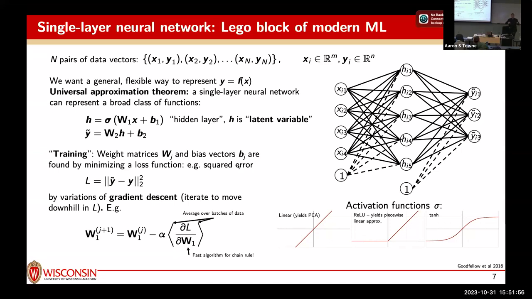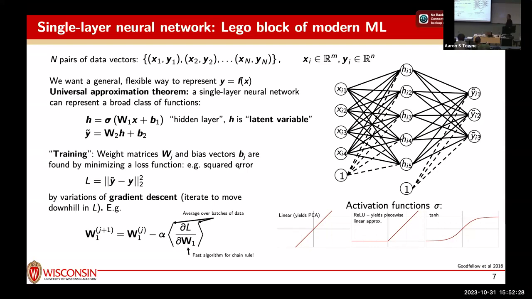And there are all sorts of fancy tricks for that. So you can take averages over batches of data, that makes it stochastic gradient descent. And then the real trick that makes this very powerful is basically a fast algorithm that'll do the chain rule and allows you to take these derivatives of very complicated functions. All right, but that's it. This is the workhorse of learning neural network representations. It's just going downhill on this loss surface.